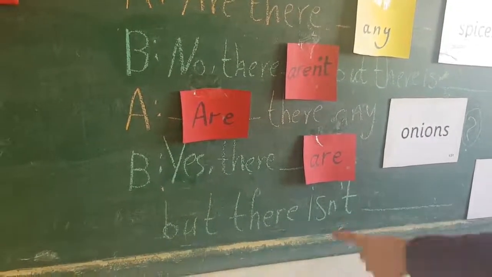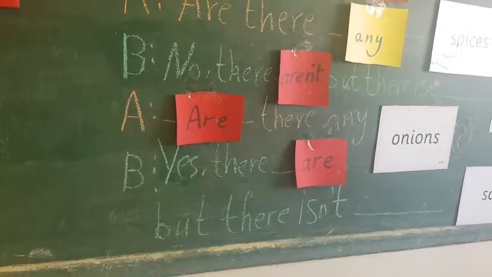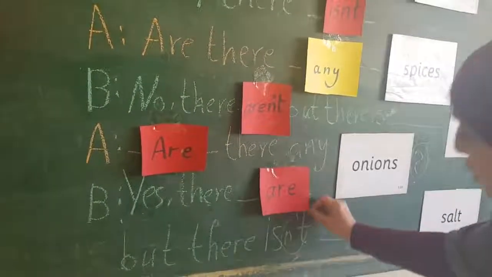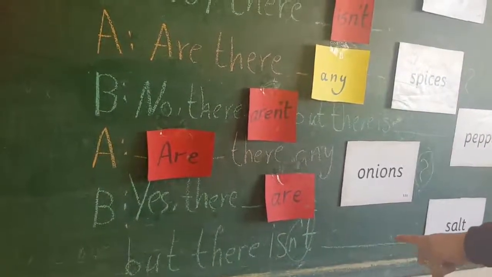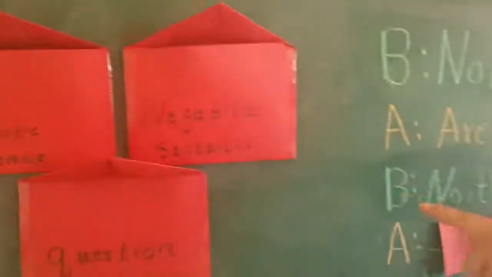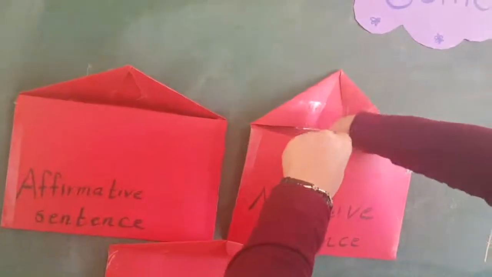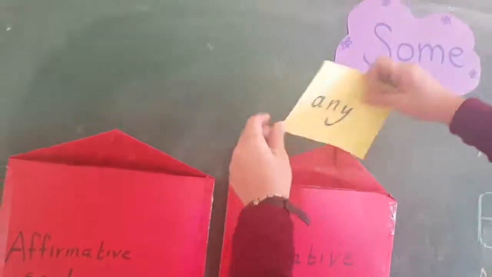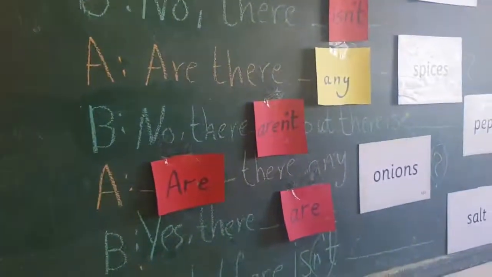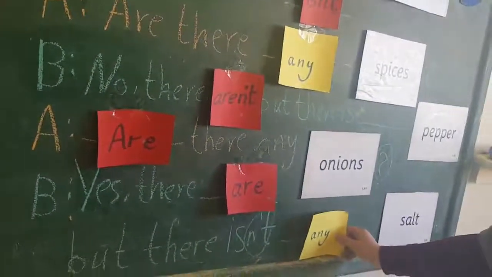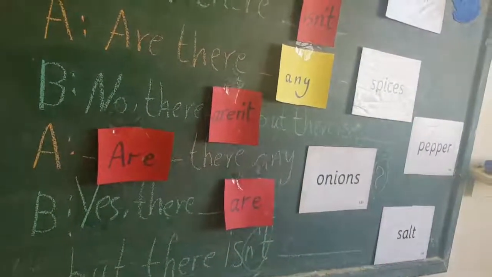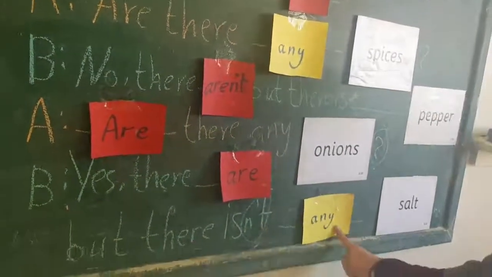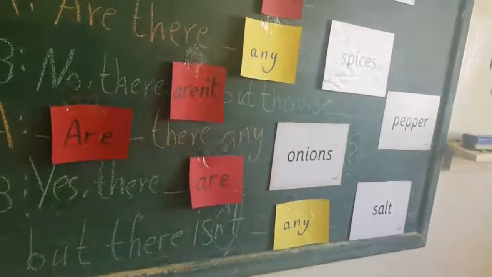تمام؟ Now look at the sentence. What is the form of the sentence? Is it an affirmative sentence? No. Why? Because there is not here. So it's a negative sentence. Negative sentence. What is negative sentence? Yes. We will put any here because we use any with negative sentence. So you have to put any here. There isn't any salt.